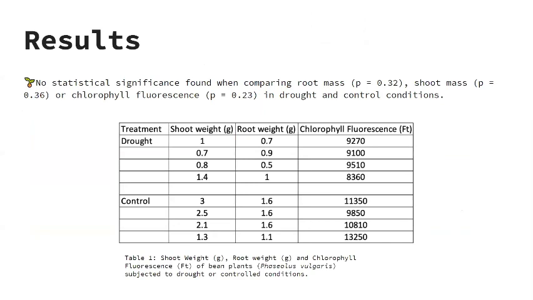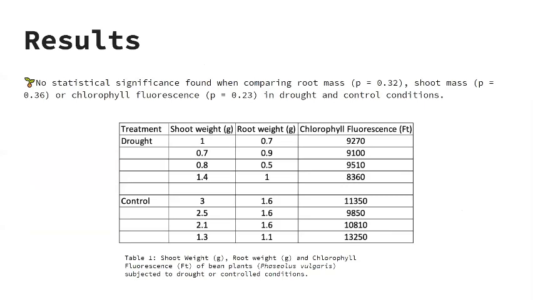A linear regression test was conducted for the shoot mass, root mass, and the chlorophyll fluorescence in control and drought bean plants, with no significant difference found in any of these variables. On average, the root mass was 0.7 grams heavier in the control plants. The shoot mass was 1.525 grams heavier in the control, and the chlorophyll fluorescence was 2,255 higher on average in the control plants.